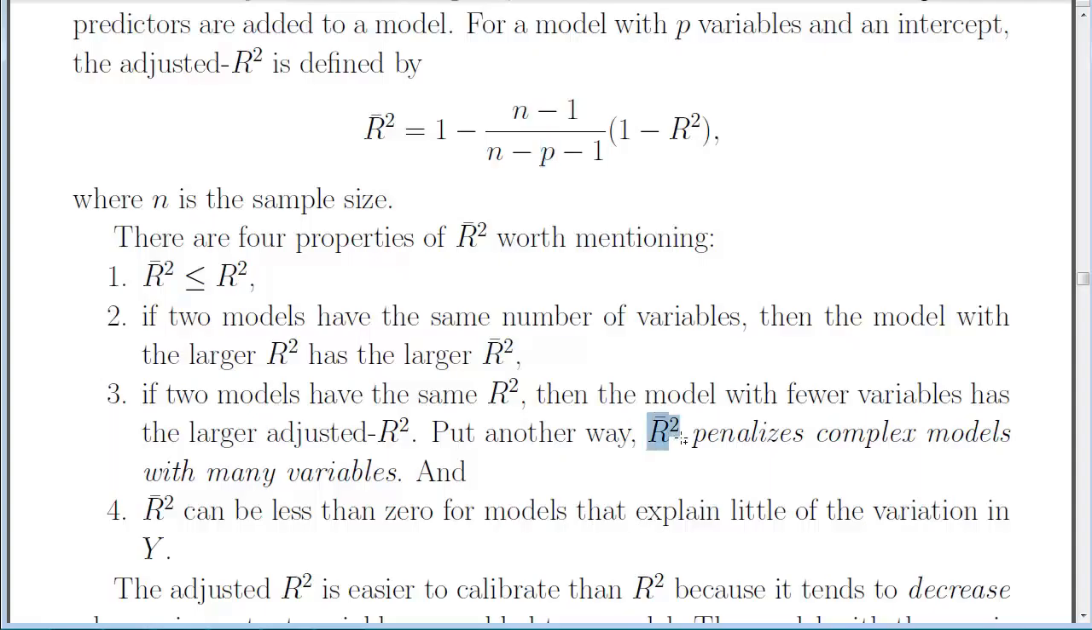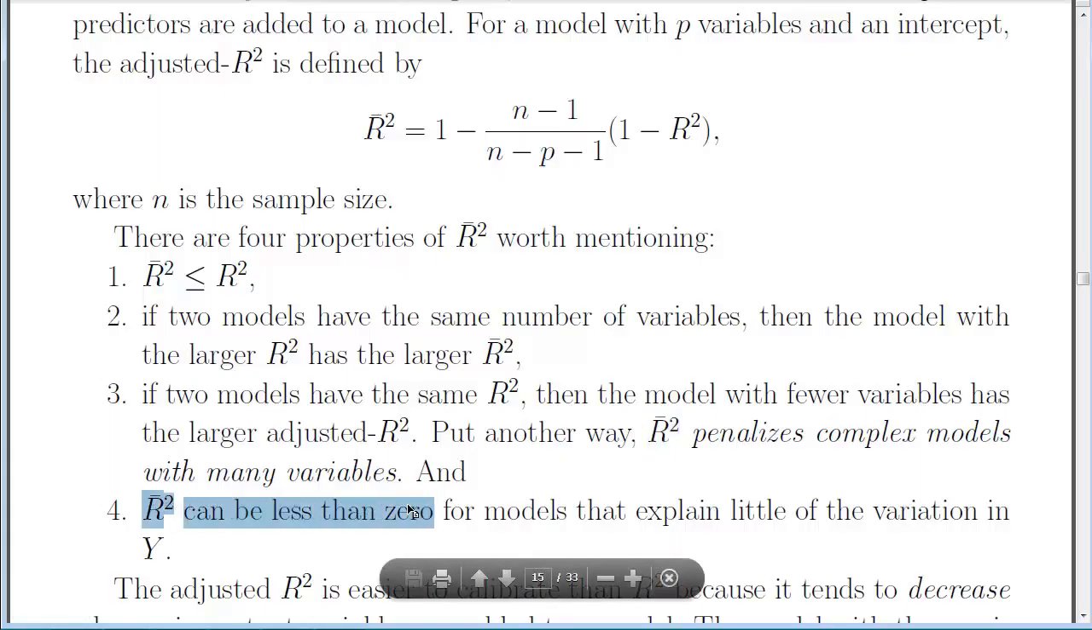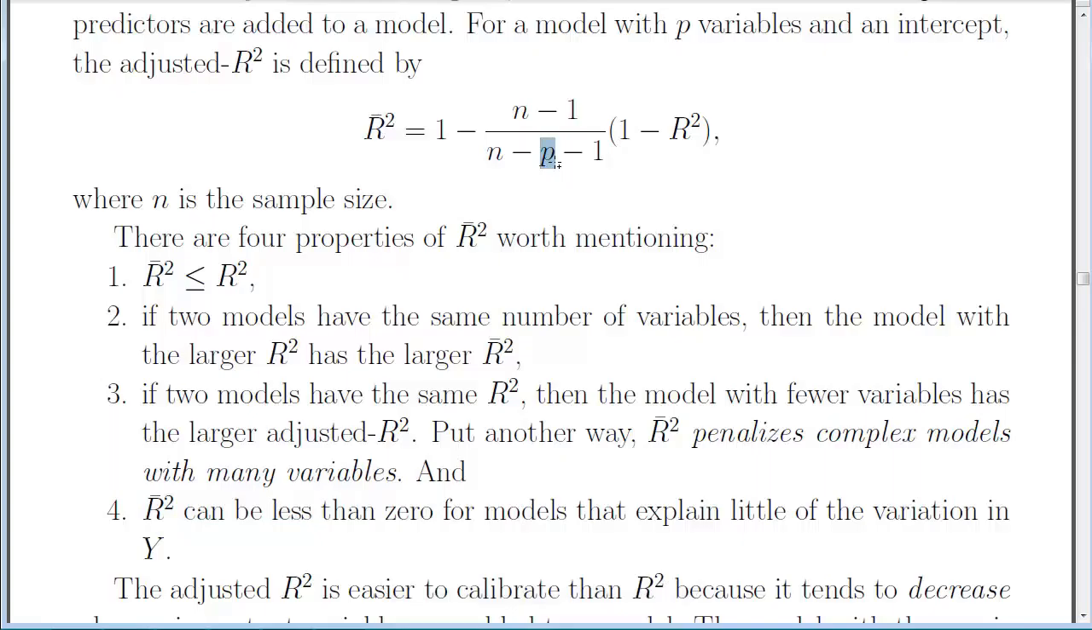Adjusted R-squared penalizes the complex models, and it is possible that the adjusted R-squared can be less than 0. If you've got a model that explains very little variability in y, you can add a bunch of unimportant variables. R-squared won't really increase, which means this part won't really decrease, but the penalty will really take over. And you've got 1 minus this number times 1 minus R-squared. And if R-squared is close to 0, this penalty can be substantially bigger than 1, and you can end up with a negative number.